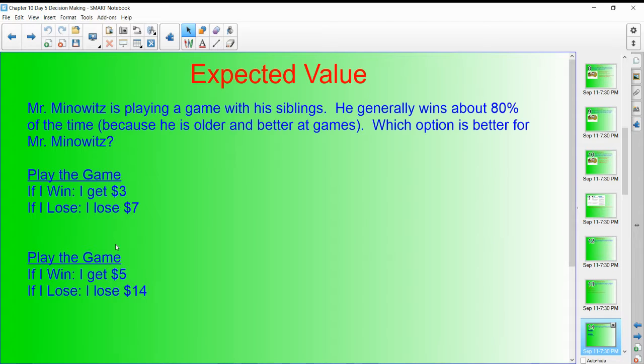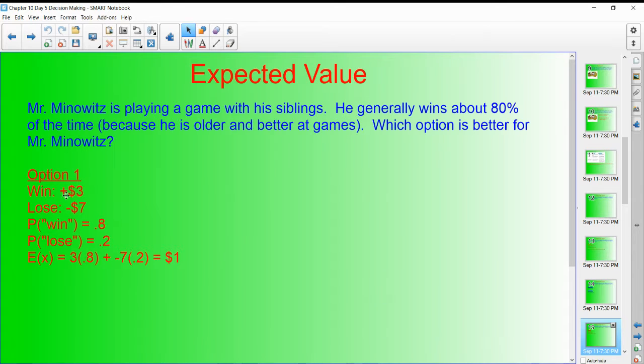Now another situation. I'm looking at a game, but there's 2 different possible games I could play. Now I generally win about 80% of the time. Which option has a higher expected value? Which option would I pick if I was actually going to take money from my siblings, which I won't do. So for each of these, I can find the expected value.